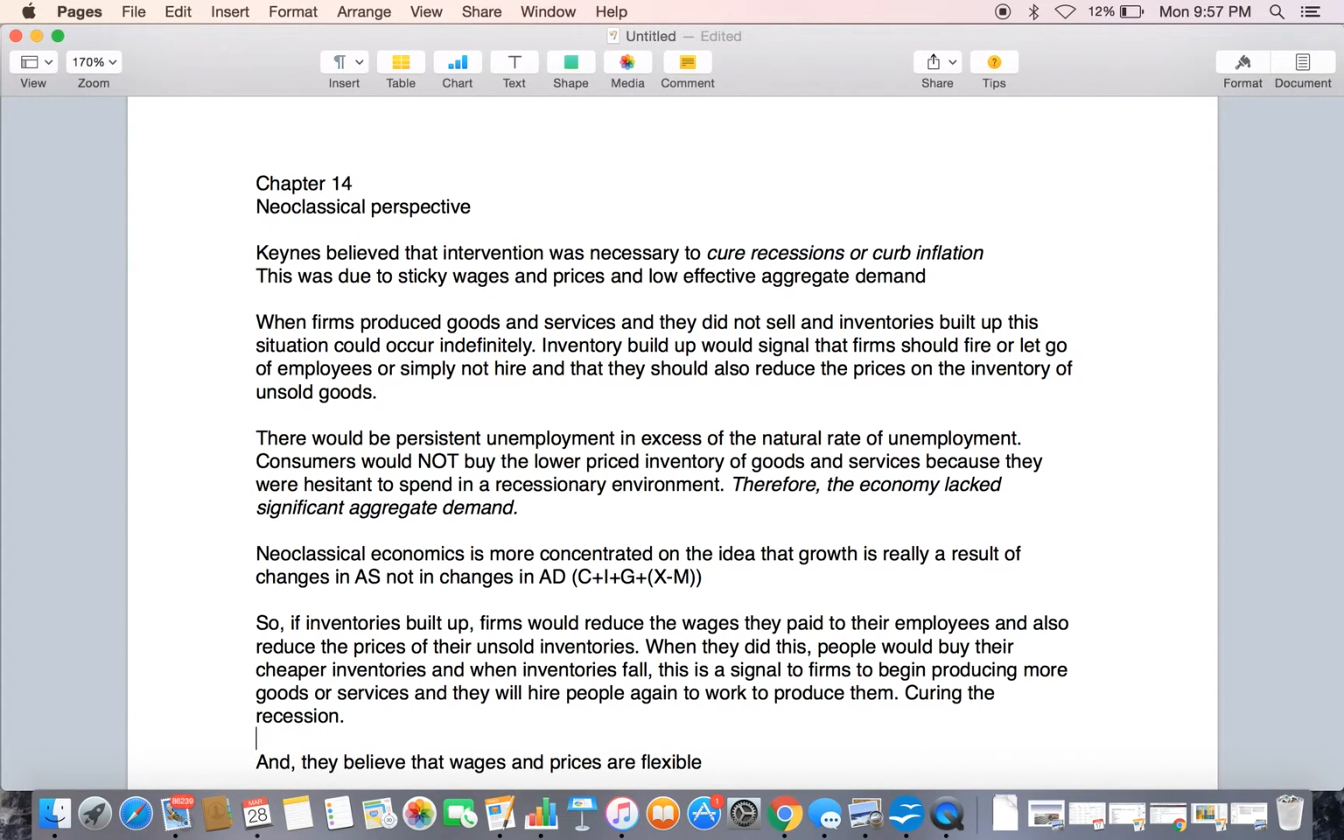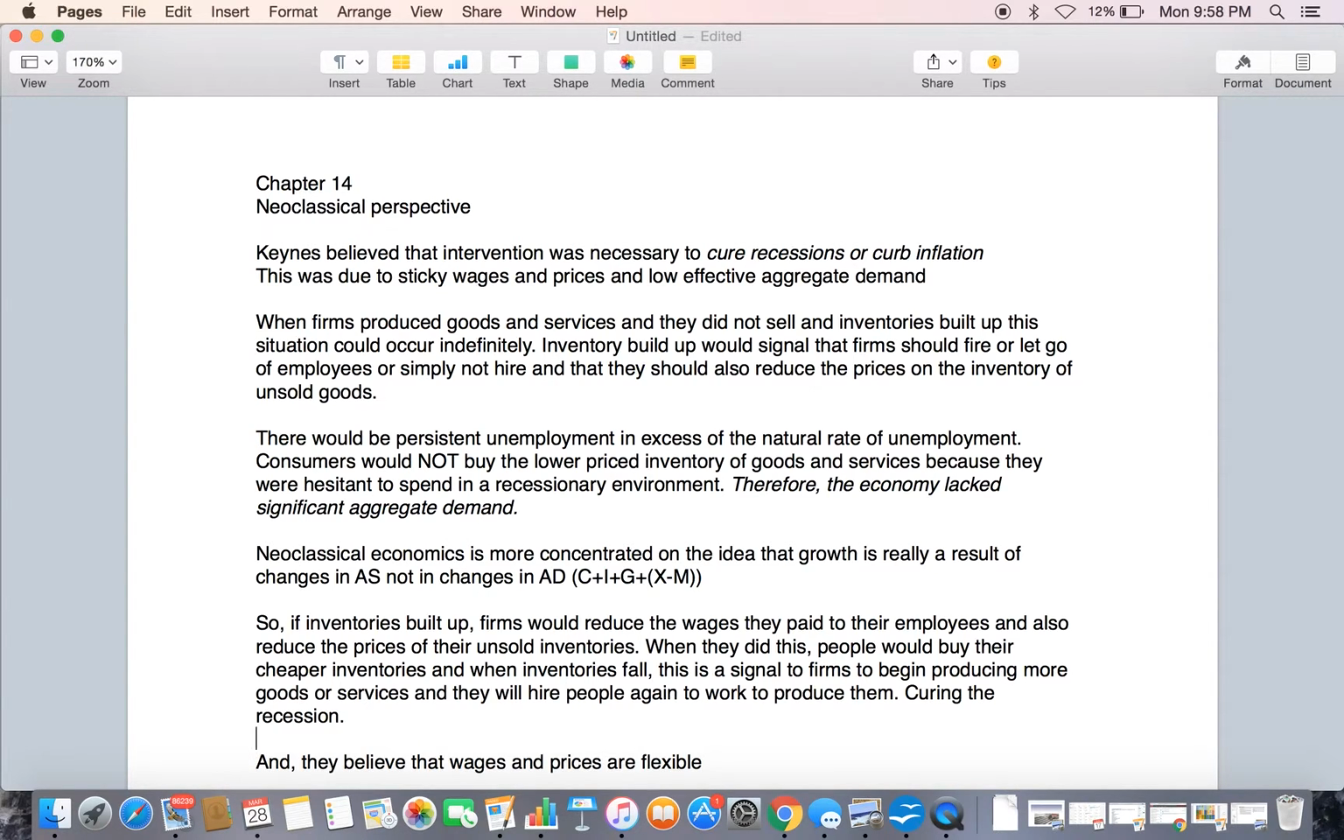So the neoclassical or classical economics view was that if inventories were to build up for some reason, this would make firms concerned because they don't want to have inventories of unsold goods and services building up. What they would do in reaction to inventory buildup would be to reduce the wages that they pay to their employees and also reduce the prices of their unsold inventory goods and services.